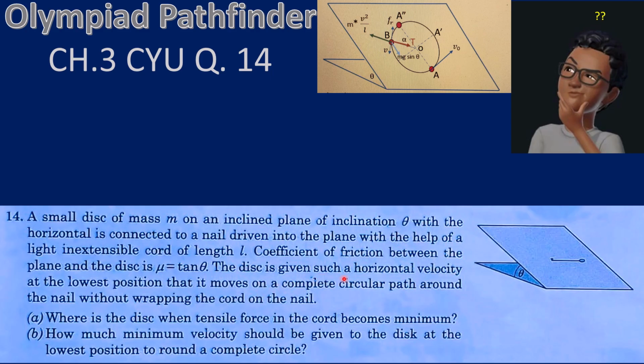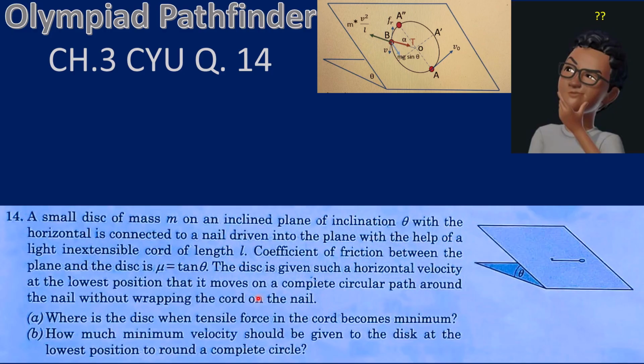The disk is given such a horizontal velocity at the lowest position that it moves on a complete circular path around the nail without wrapping the cord on the nail. So the lowermost position will be here. From here it has been imparted a velocity, due to which it will start rotating in a circle. It will take a circular path.